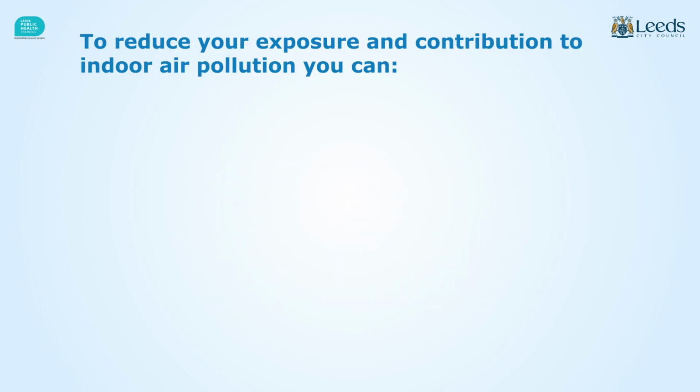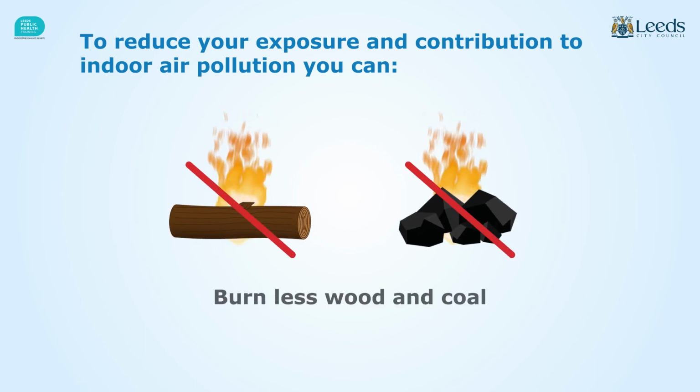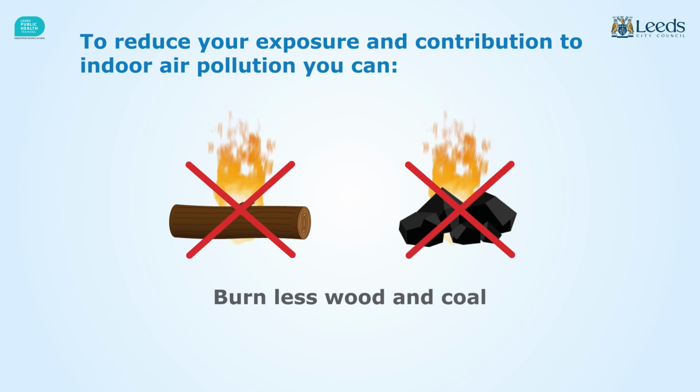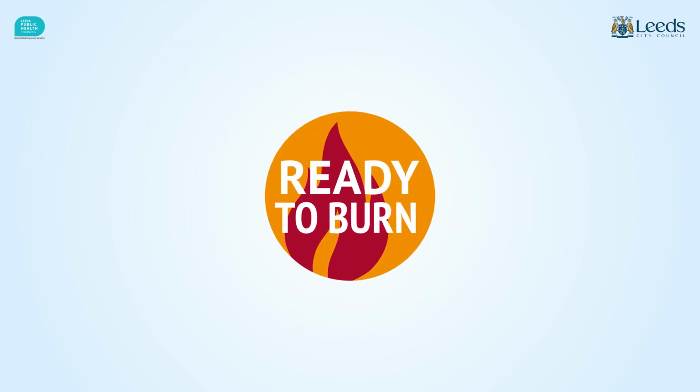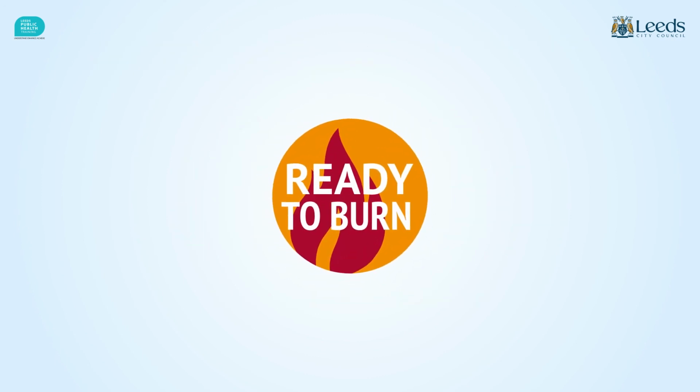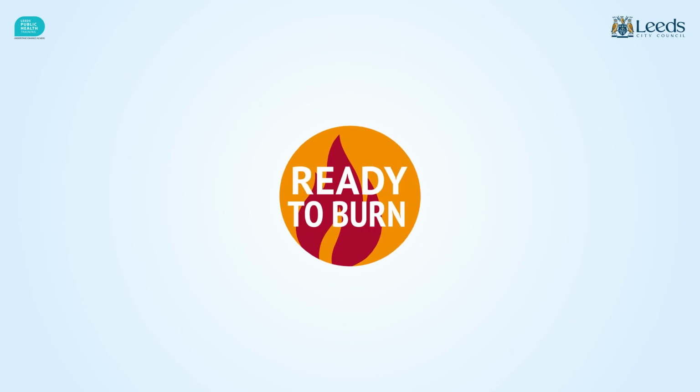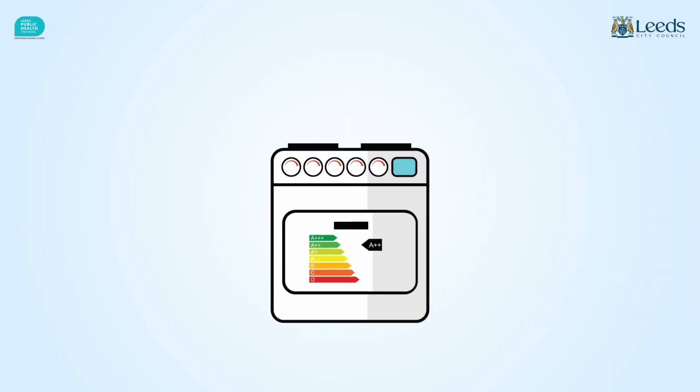To reduce your exposure and contribution to indoor air pollution, you can burn less wood and coal to reduce costs and emissions. When you do put your fire on, only use clean fuels such as wood marked with the Ready to Burn logo or manufactured solid fuels which produce less smoke. An illustration of a cooker appears. On the cooker is an example of an energy efficiency label marked A++. And make sure your stove meets the standards for energy efficiency.